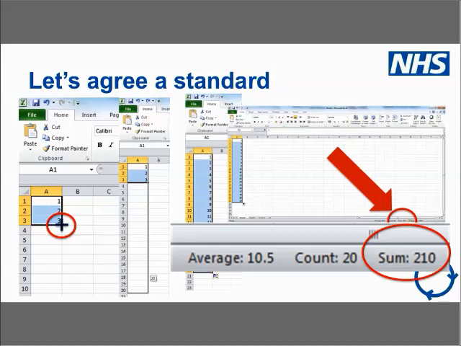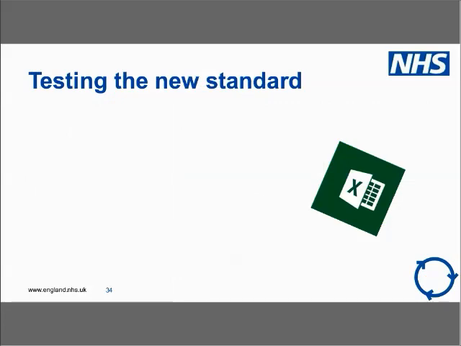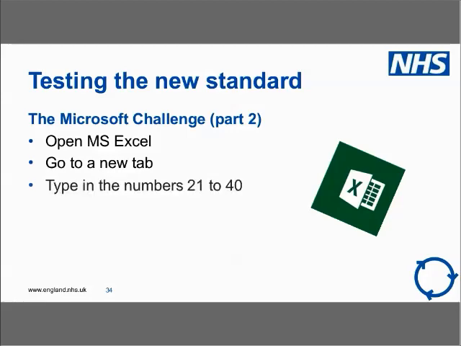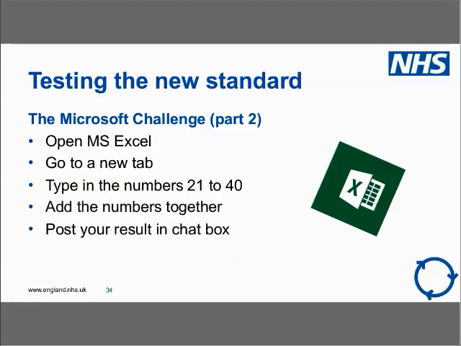So for this one, everybody was correct. Everybody did it in a very quick way. We're going to run this example again and we'd love you to try and use the standard we've just set out. So this time, we're going to get you to open up Excel, go to a new sheet, new tab, and do the numbers from 21 to 40 this time. Add them together and post your result in the chat box. Are you ready? Off you go.